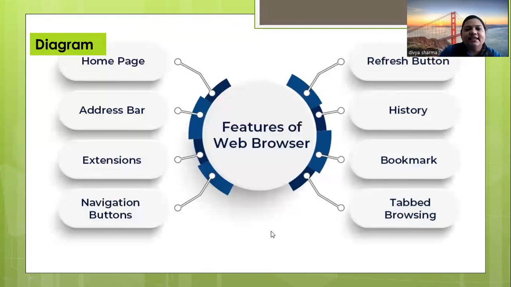Yeah, you can see here what the features of the web browser are. First one is the home page. That is the first page of any website. Then address bar. By using the address or URL of any particular website, you can search it on the web browser. Then extensions. It basically provides advanced level functionality to the web browser.